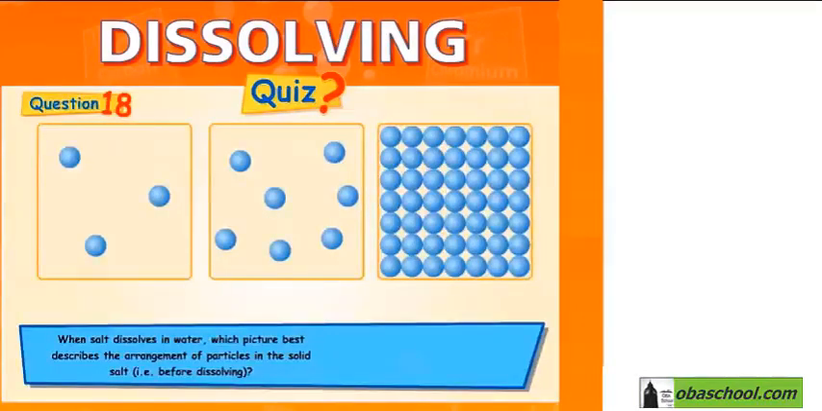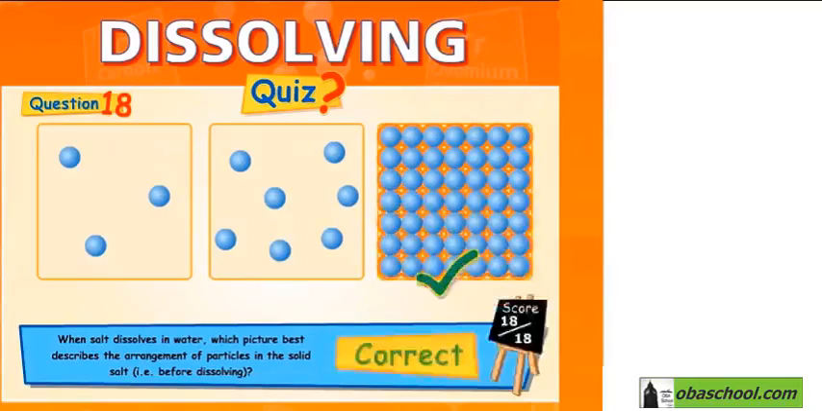When salt dissolves in water, which picture best describes the arrangement of particles in the solid salt that is before dissolving? The third is the right answer, because in solids, the particles are very close to each other and they are not apart like in liquids and in gases.